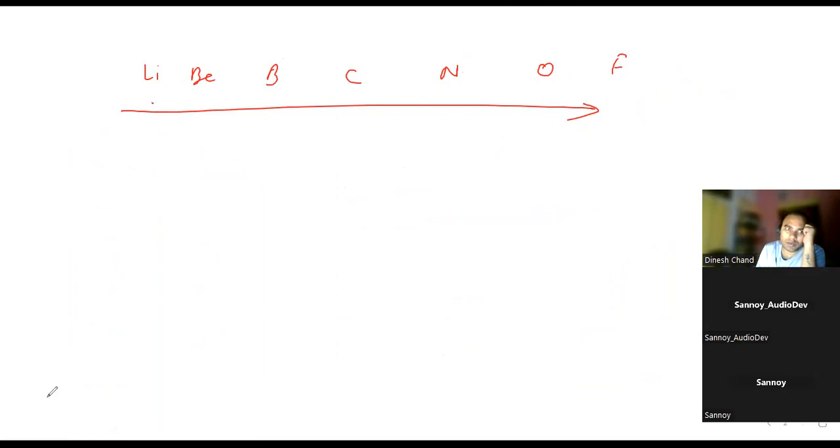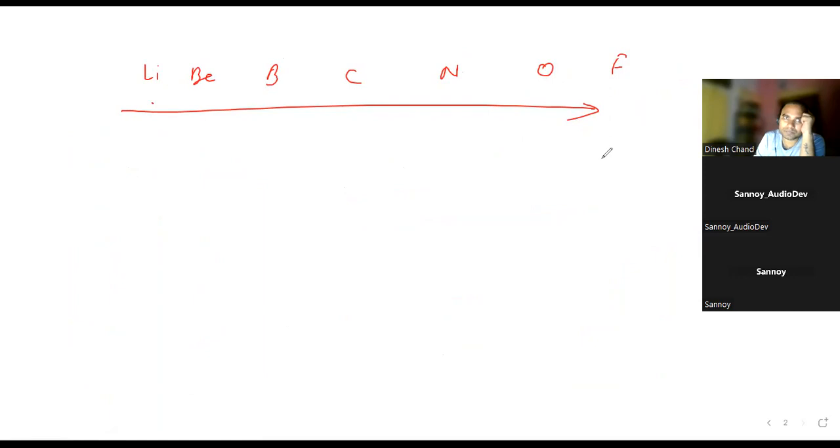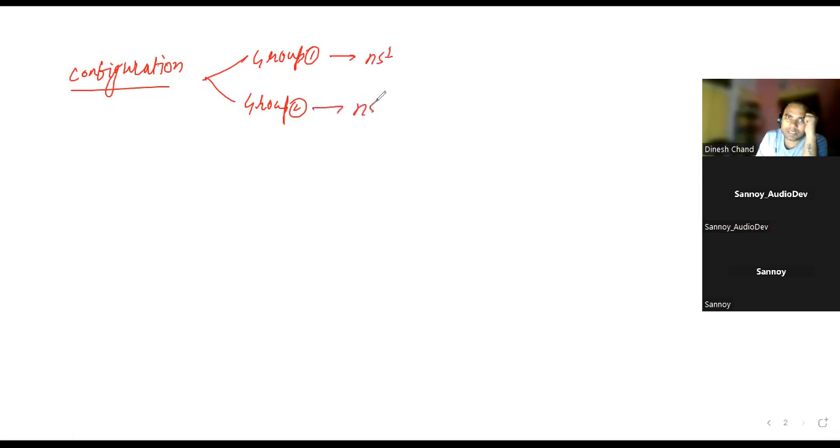Now, after the size, one thing you got to know, let us go to configuration. When you talk about the configuration, two groups are there. Group 1 and group 2. Group 1 configuration is ns1 and group 2 configuration is ns2.